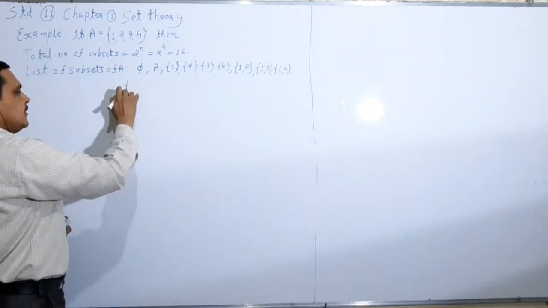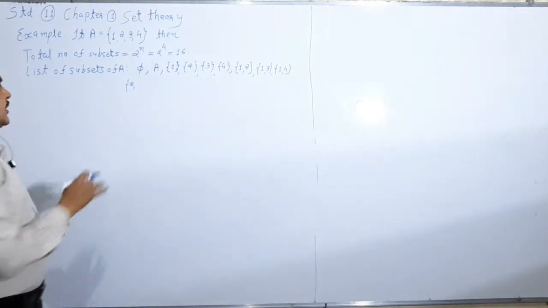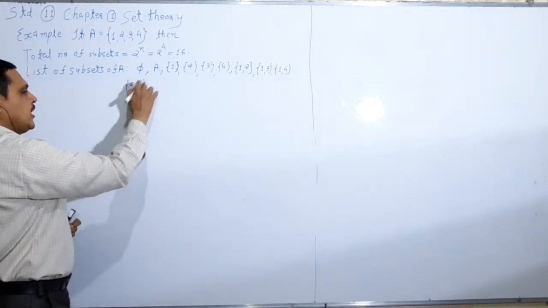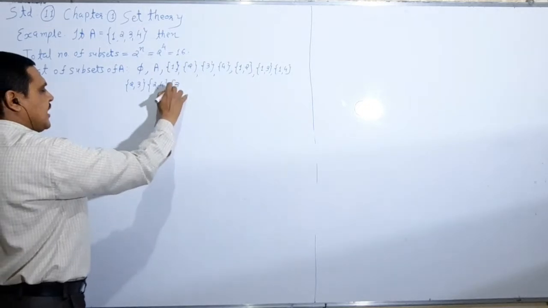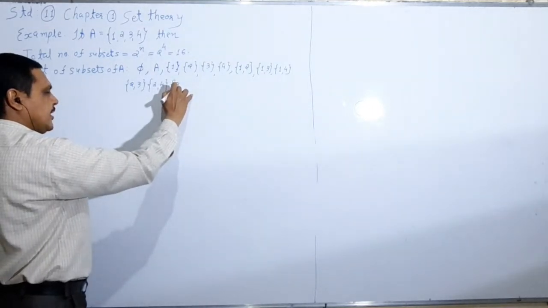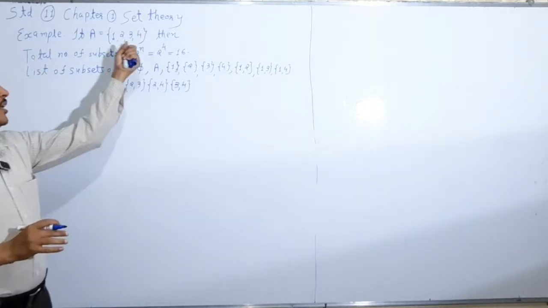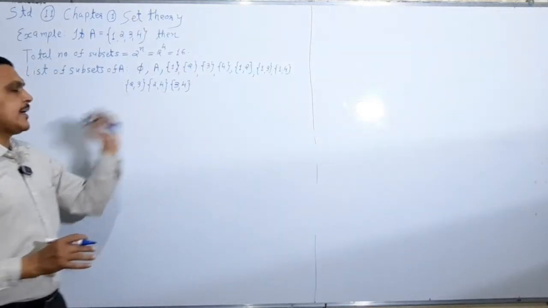Then if starting element is 2, then the 2 member subsets are {2,3} and {2,4}. And if we take starting number as 3, then {3,4} also becomes a subset of a given set. So these are 2 member subsets.